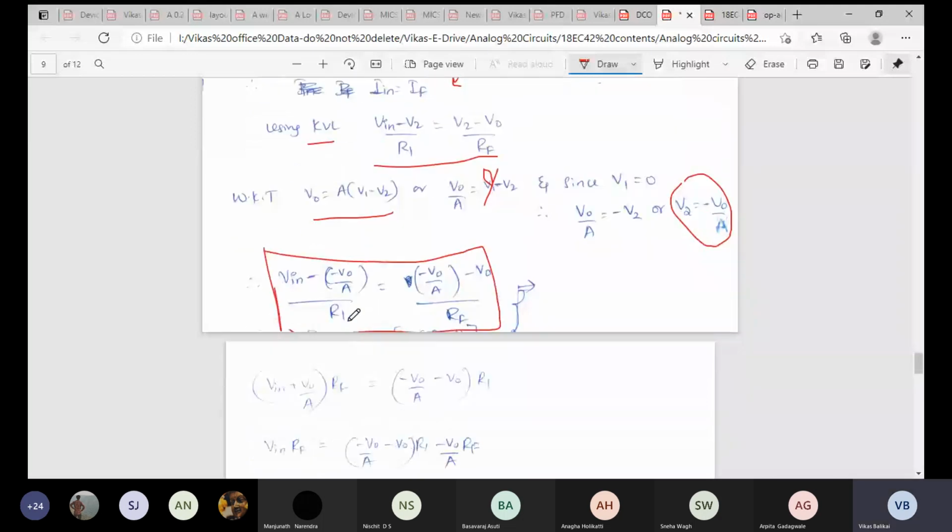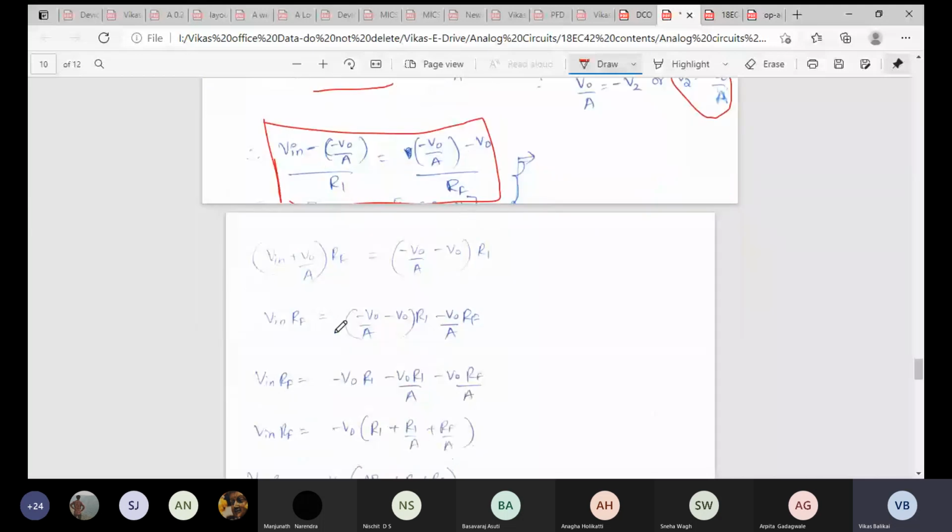So let me try to simplify this. I'm going to push this R_F to the LHS and R1 to the RHS. If I do that, (V_in plus V0 by A) multiplied by R_F, and minus V0 by A minus V0 multiplied by R1 will come over here. V_in times R_F, I'm just simplifying it. And then I'm pushing this V0 to the RHS, because I just want to ensure all the V0 terms are collected at one side and all the V_in terms are collected at one side, because right now in the equation I have two voltages, V_in and V0. So just try to bifurcate both voltages across two sections.